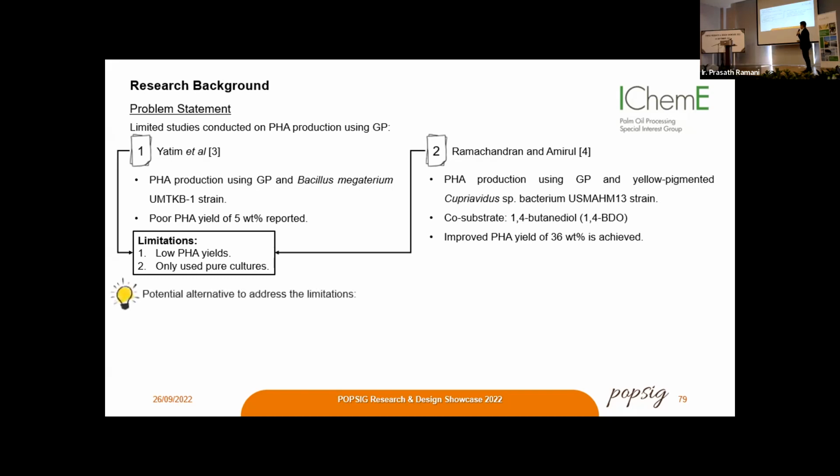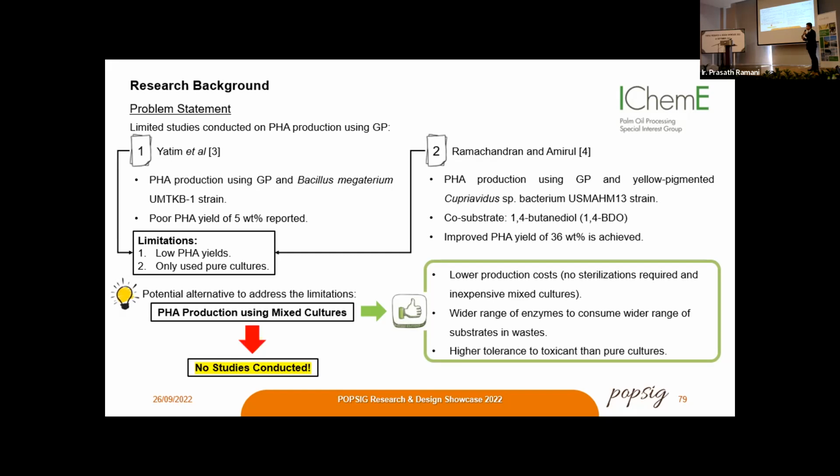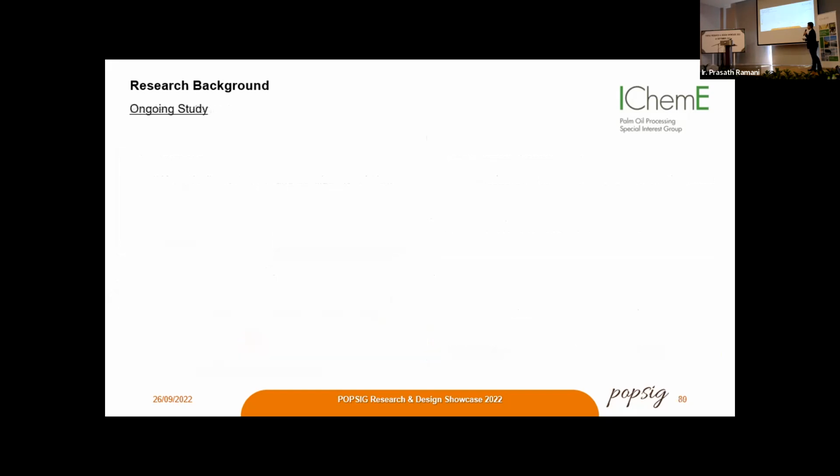Therefore, one of the potential alternatives that could address this limitation would be to conduct PHA production using mixed culture instead, which has added benefits such as lower production costs, wider range of substrate consumption, and higher tolerance to toxicant as compared to pure cultures. However, there are currently no studies that have been doing this at all, which is why an ongoing study is conducted to investigate the feasibility of GP as the waste substrate in mixed culture polyhydroxyalkanoate production.